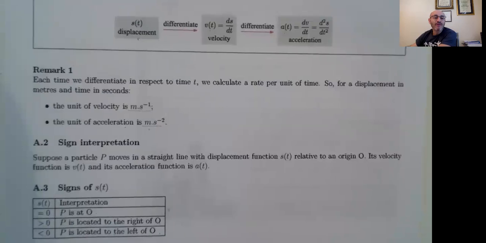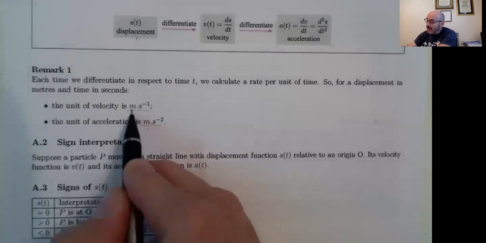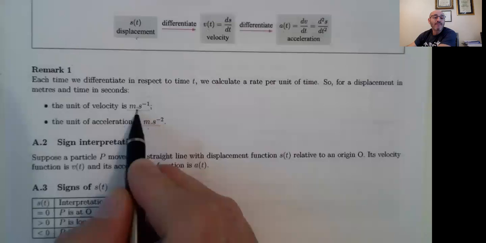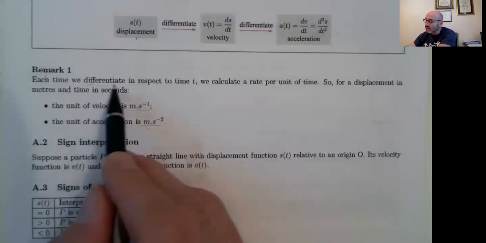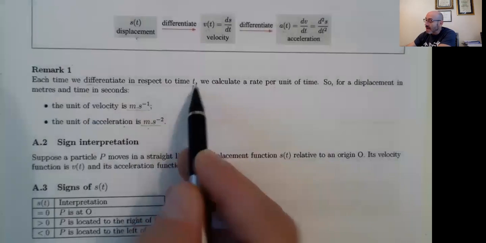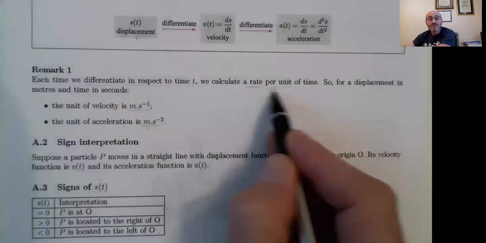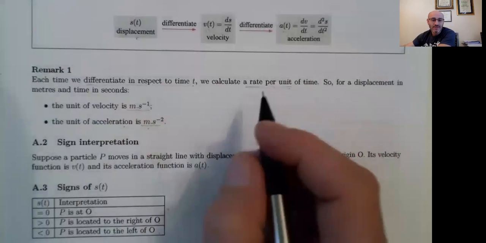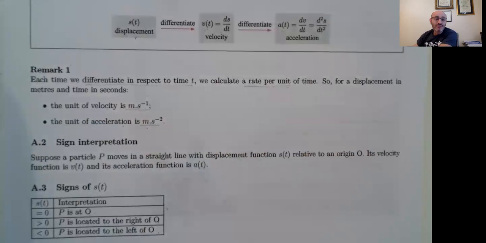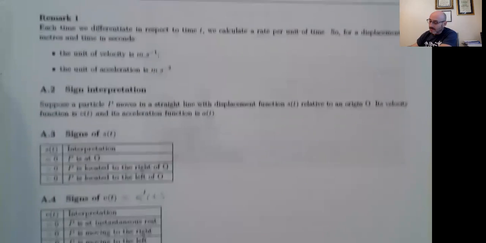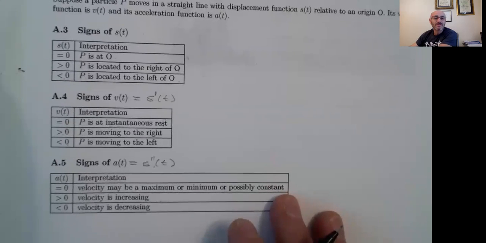Notation-wise, this is how the notation is going to work. M times S to the -1 actually means the units of velocity. So in this case, that means meters per second. And these are the units for the acceleration, so meters per second squared, okay? Why? Because when we differentiate, we're differentiating with respect to time, t, and then we're calculating what? A rate of change, so a rate per unit. So that's why we have that notation. Now, this is what we actually need to know when we are making interpretations of displacement, okay? We need to know these three things.